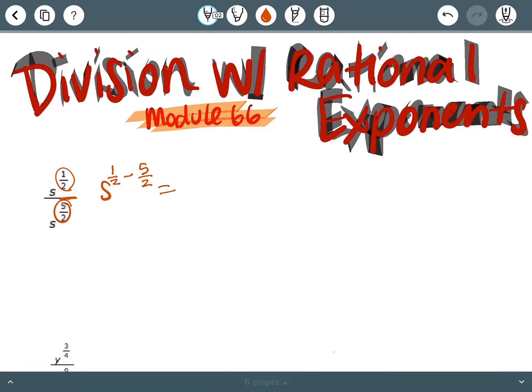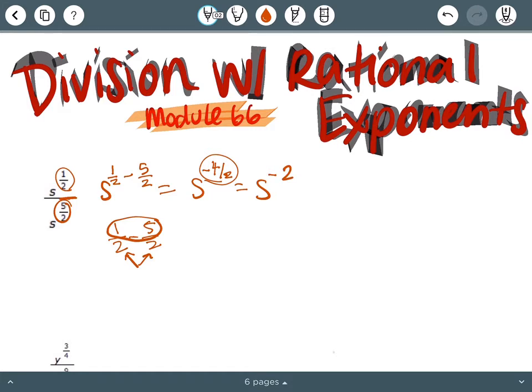I'm going to think in my head, okay, I know they have the same denominator. So I'm going to have s, and I'm going to do 1/2 minus 5/2. I'm going to think 1 minus 5 would be negative 4 over 2. That 2 stays the same, the denominator stays the same. So I'm going to simplify that. Negative 4 divided by 2 would be negative 2.